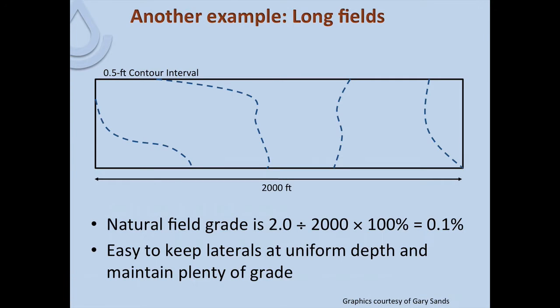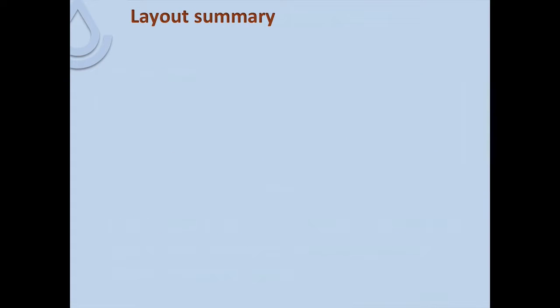Now looking at another example where we've got a natural field grade of 0.1%, this would be more or less kind of an ideal situation where we can match the grade of the pipe to the natural grade of the field. And so in a condition like this, now it's easy to keep those laterals at uniform depth, still maintain the grade that we need, and get consistent drainage across the field.